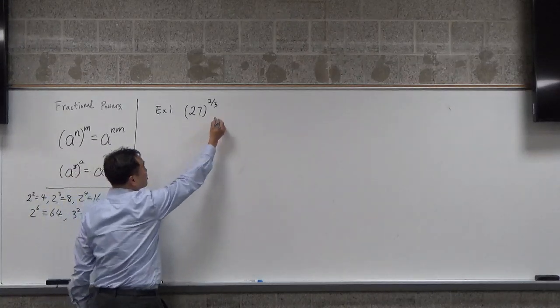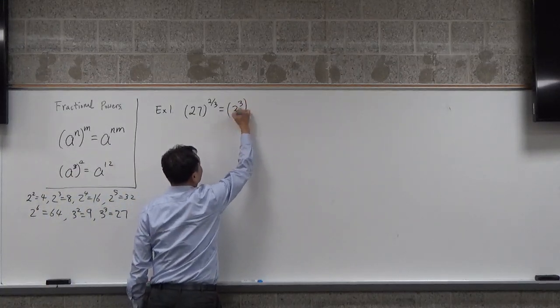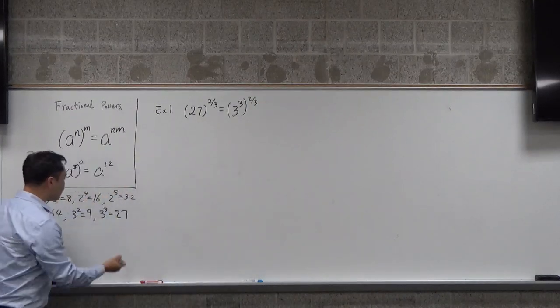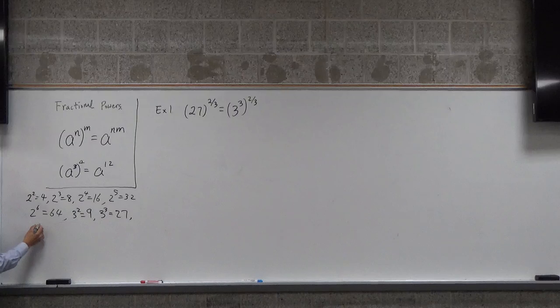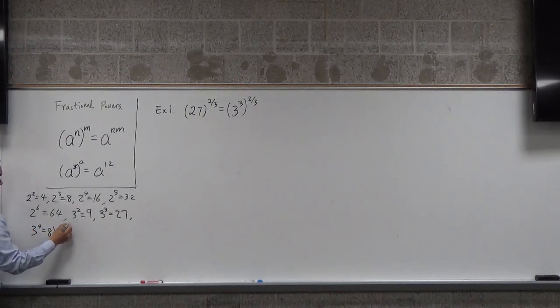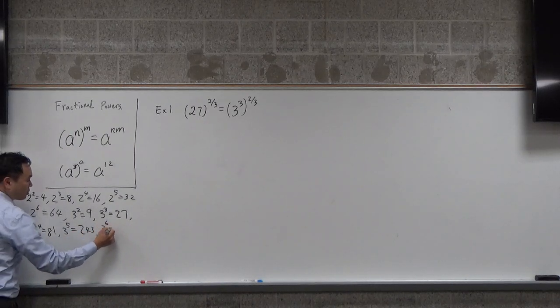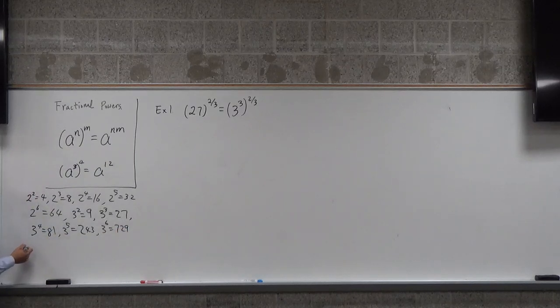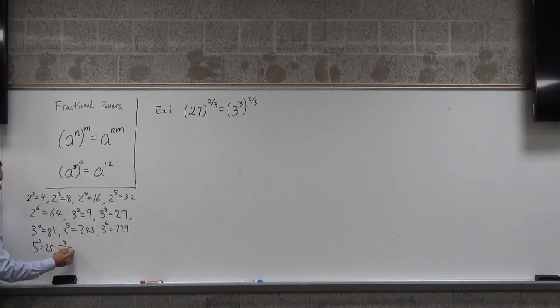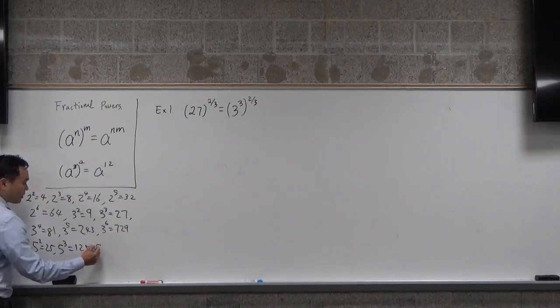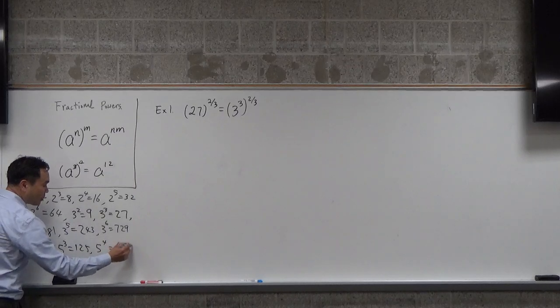So actually, this one is 3 to the third to the 2/3 power, okay? And you have to memorize a few more, like 3 to the fourth power is 81, 3 to the fifth power is 243, 3 to the sixth power is 729. And then you have also powers of 4, powers of 5. 5 squared is 25. 5 cubed, what's 5 cubed? 5 cubed is 25 times 5, which is 125. And then 5 to the fourth is 625.